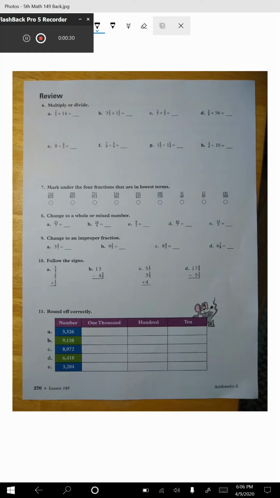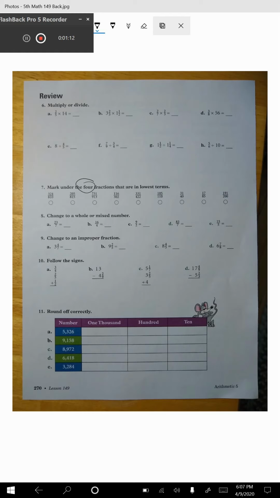All right, so this review section, the top looks pretty easy. Number 7, you're supposed to mark under the 4 fractions that are in lowest terms. So the 4 that cannot be reduced. So it does help a lot by telling you that there's only 4 of them. Okay? Changing to mixed numbers, changing to improper fractions, following the signs. This is all really easy stuff on the back here, except for the rounding off part. I will do one row with you guys just to help you make sure you're doing it correctly. I'm going to do C.